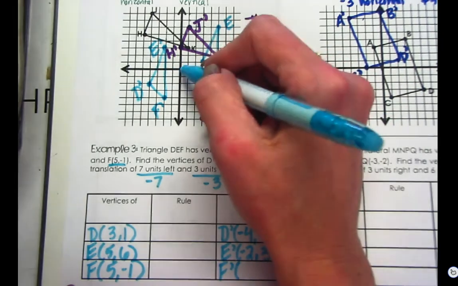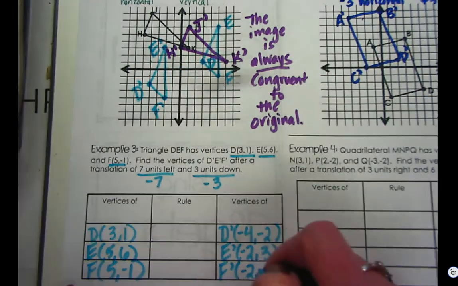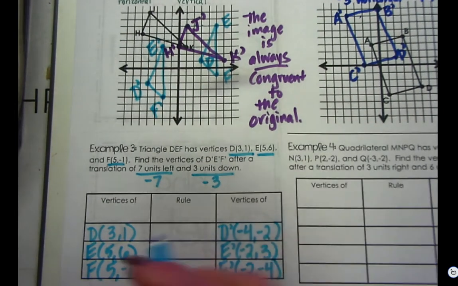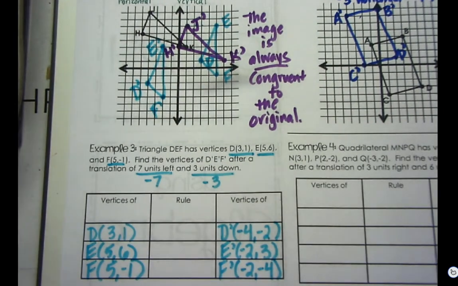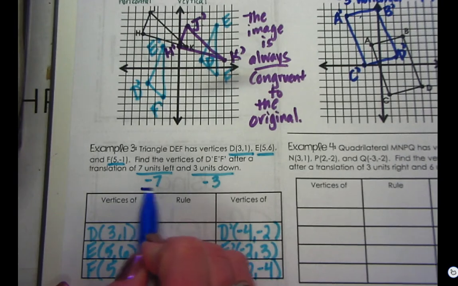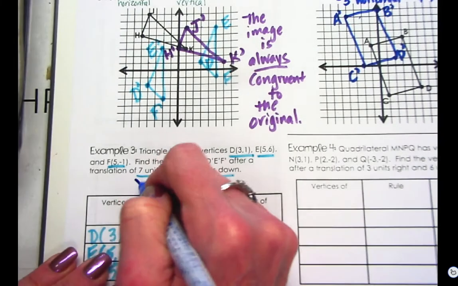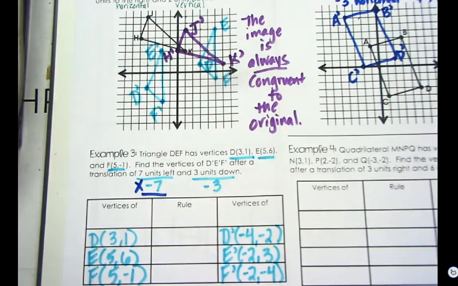So again, the coordinates are -2, -4. Okay, so now we're going to get to the middle part where we're looking at rules. So the rule for this, okay, I want you to look: if we're changing 7 to the left, what value is changing, the X or the Y? What goes left to right, X or Y? X. So what's changing is X is being decreased by 7.